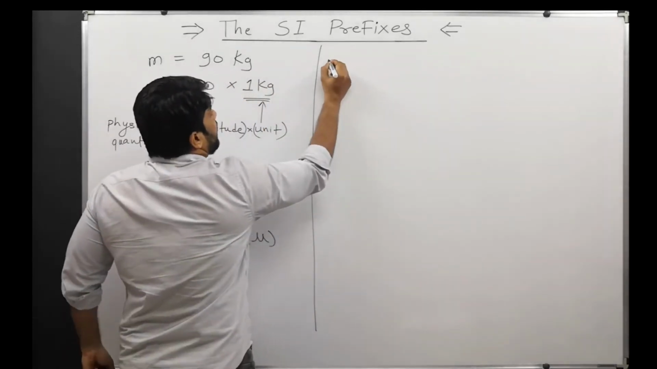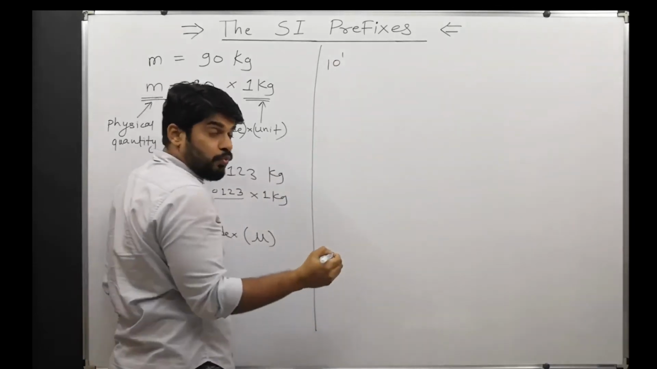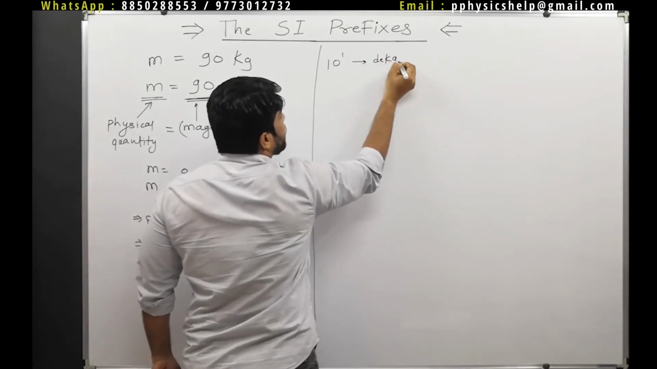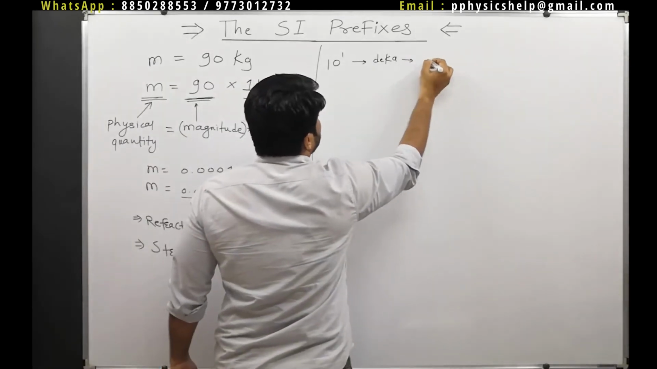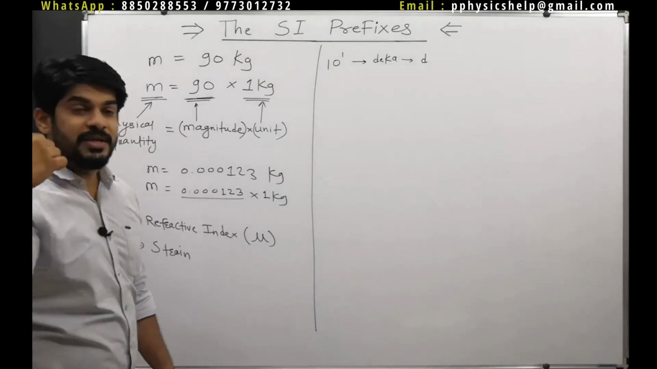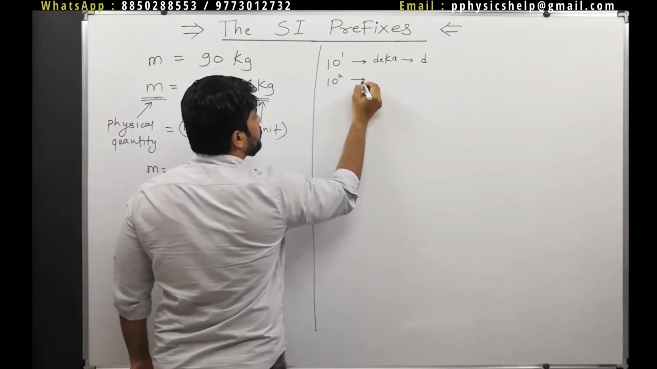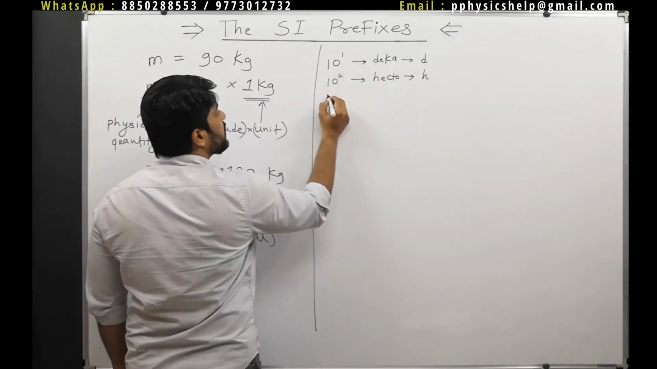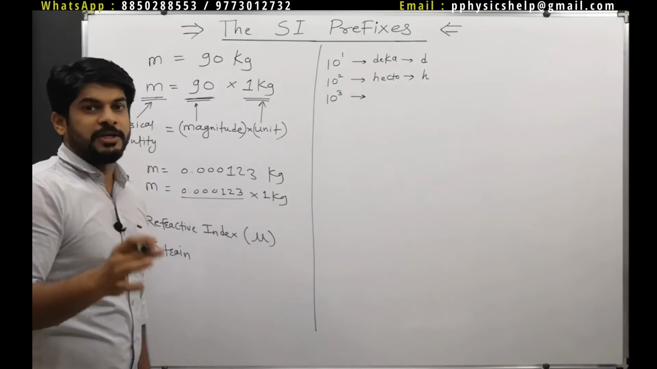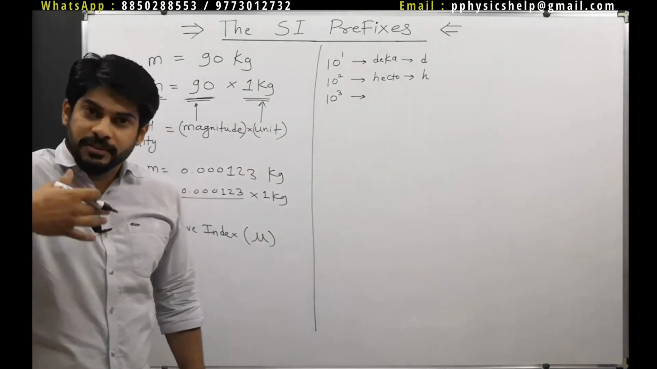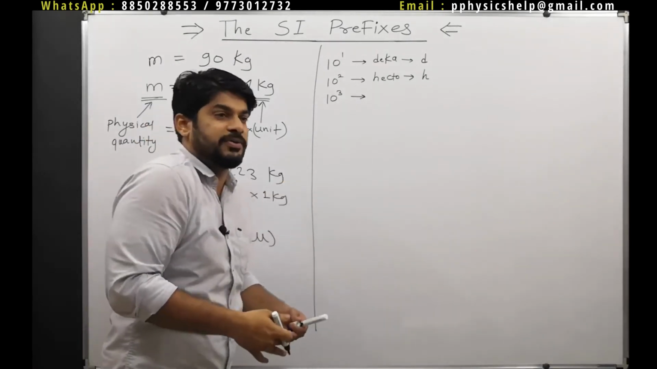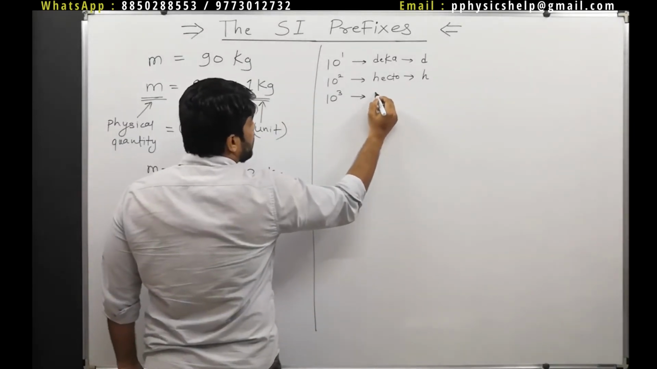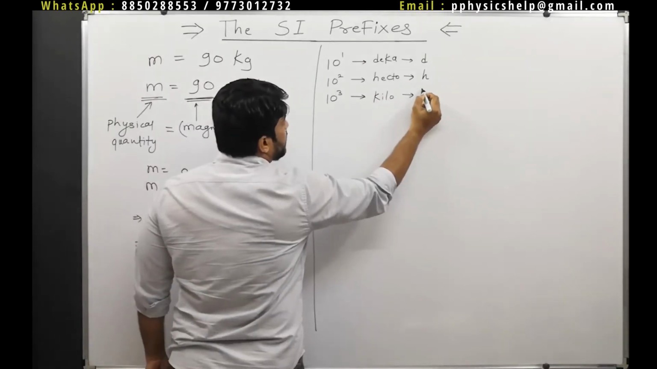So 10 raised to 1 has been given a prefixed name, and it is deca. The symbol is small d. Then 10 raised to 2 is hecto, and small h is the symbol for this. These are prefixes, which means that for the powers of tens we have given prefixed names so that we don't have to write these powers in the representation of physical quantities. So 10 raised to 3 is called kilo. We already know kilo, and it is represented by k.